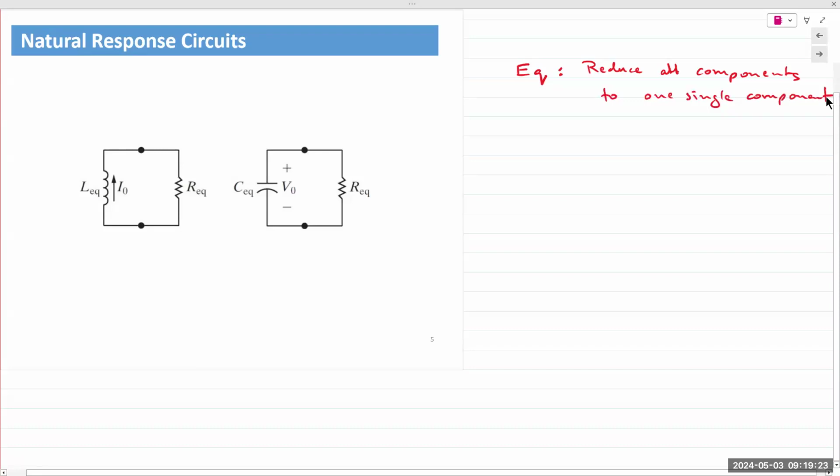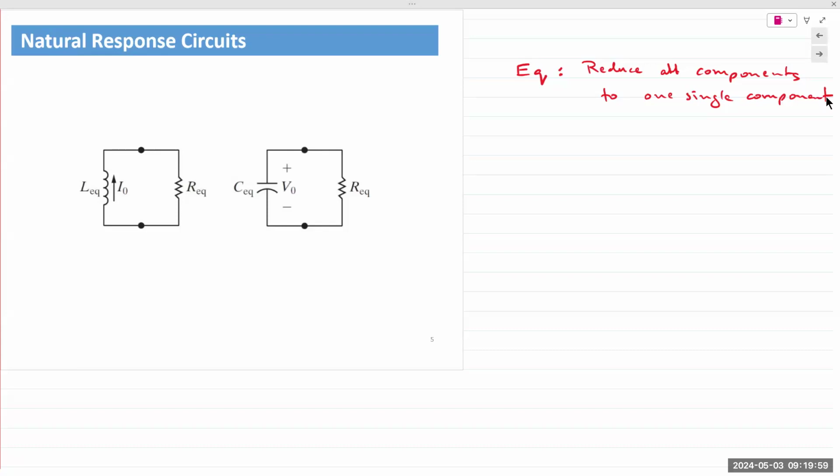Now, you could have multiple inductors in a circuit, you could have multiple capacitors in a circuit, but if it is possible to reduce all of them down to one single inductor or one single capacitor, we still call it a one inductor or one capacitor circuit. Okay, and then this is important. Each energy storage device requires a first order differential equation at its solution. Okay, first order differential equation.